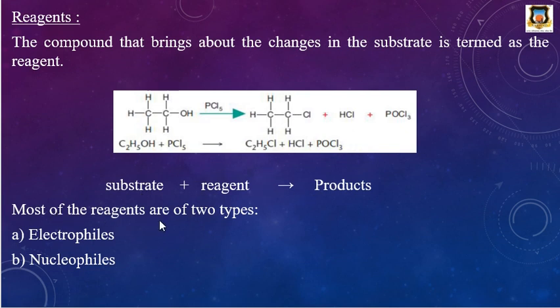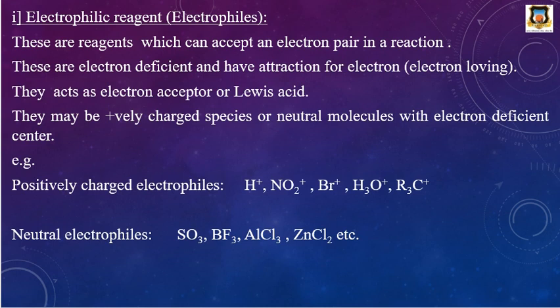Most of the reagents are of two types. First is the electrophilic reagent or electrophiles and second one is the nucleophiles. Let's start with the electrophilic reagents, also called electrophiles. These reagents which can accept electron pairs in a reaction are called electrophiles or electrophilic reagents.